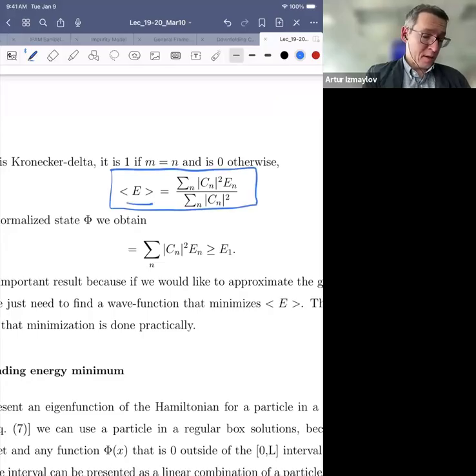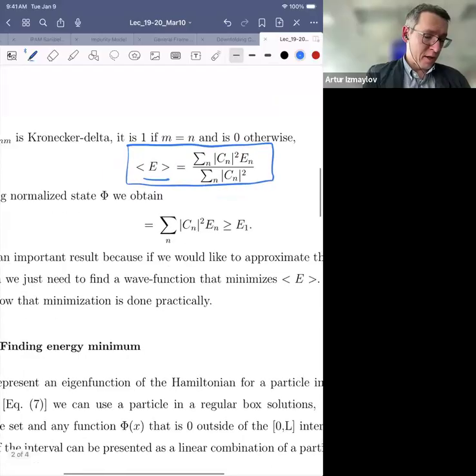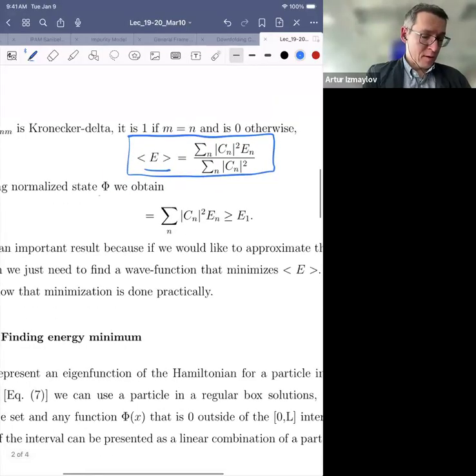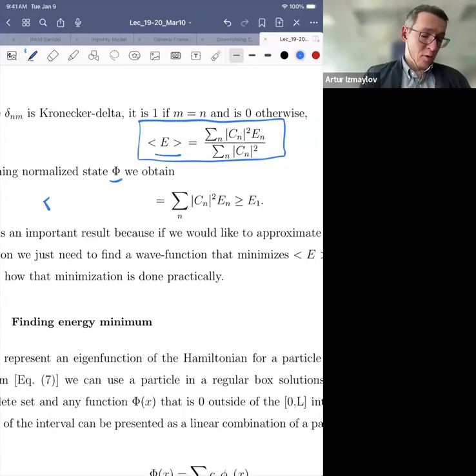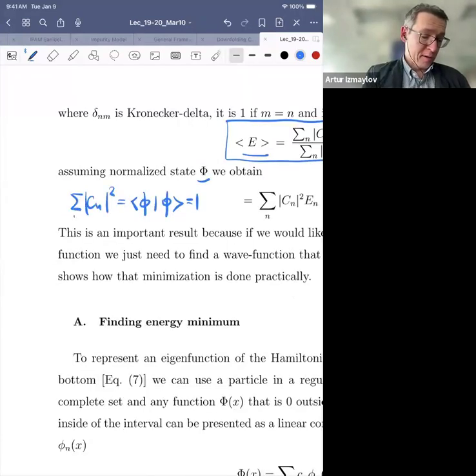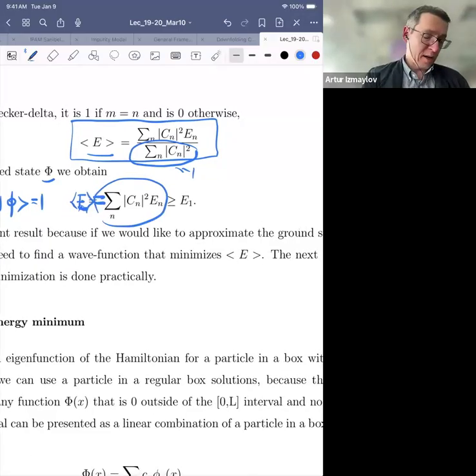In that case, the expectation value for the energy is simply the numerator. And now what we do next to prove that the expectation value is always higher or equal than the ground state energy. Here I use enumeration from 1 up to infinity.